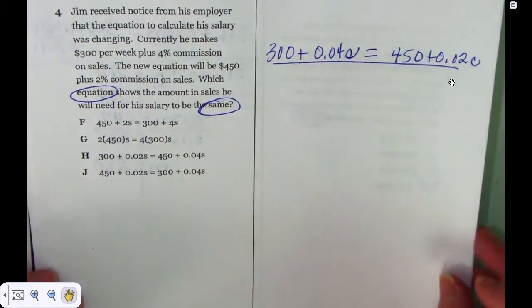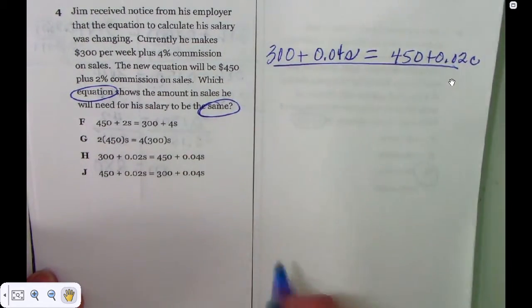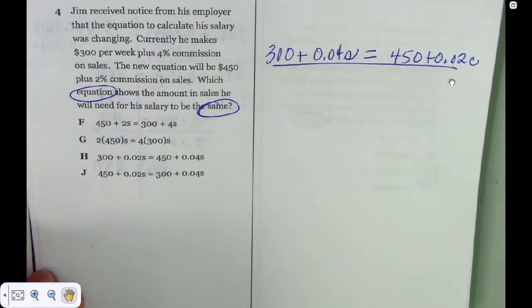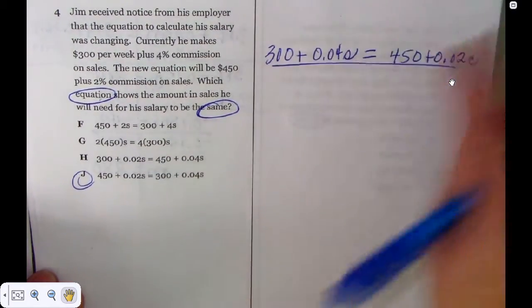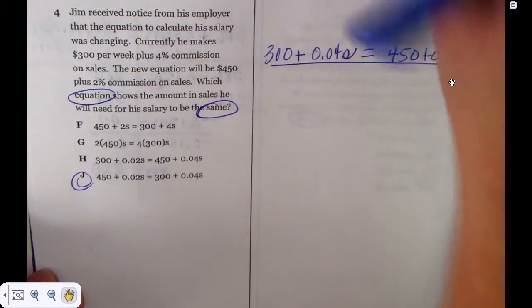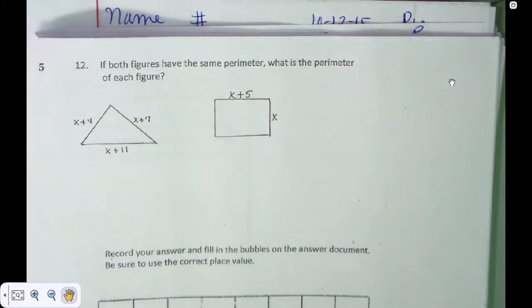So which one is that going to be? Which one is the same as that? J, isn't it? Look at J. They tried to trick you. But if you write your own, it's much easier to pick. Okay, good. Look at number 5.